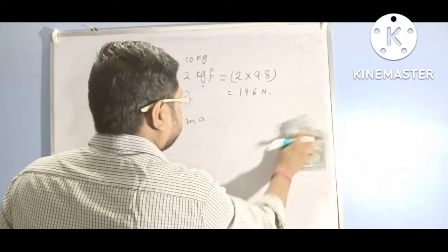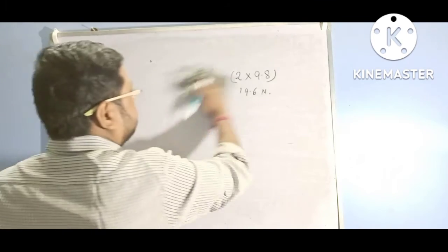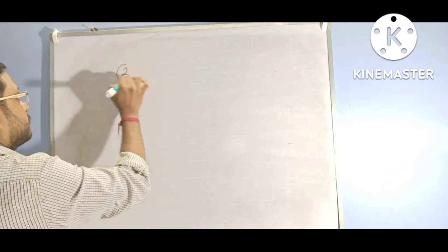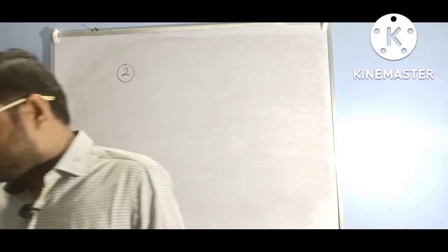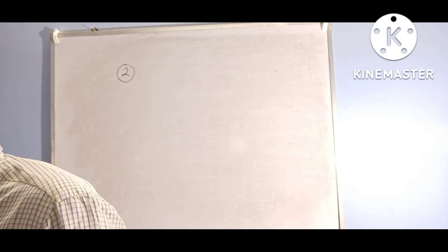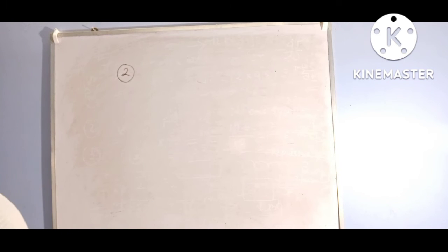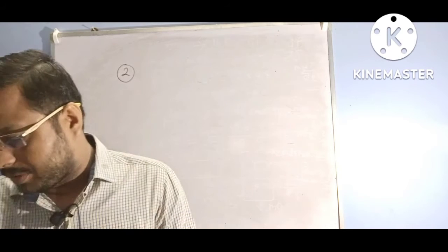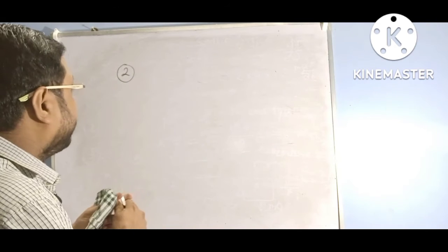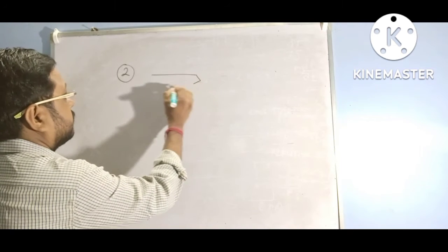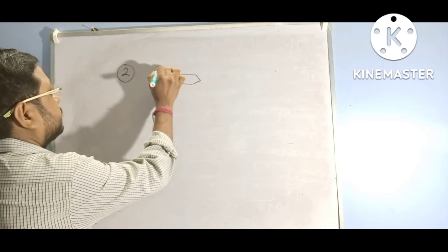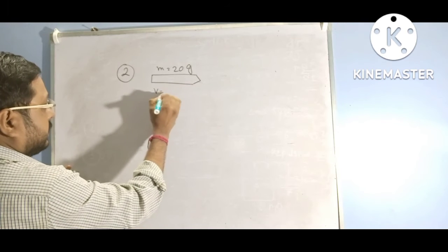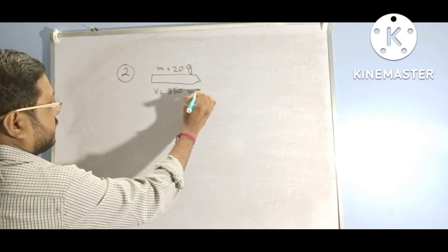Now we go with another example. Now we can do the second one. A lead bullet of mass 20 gram, travelling with a velocity of 350 meter per second.